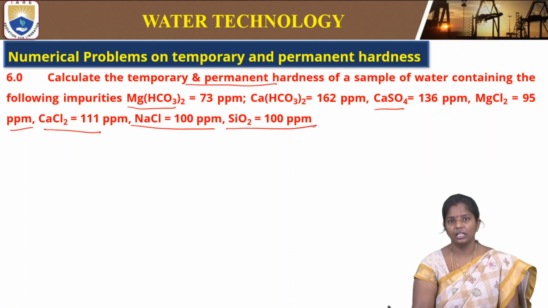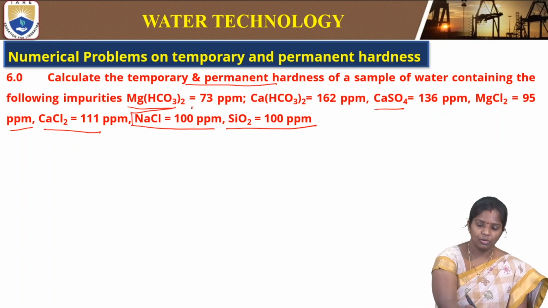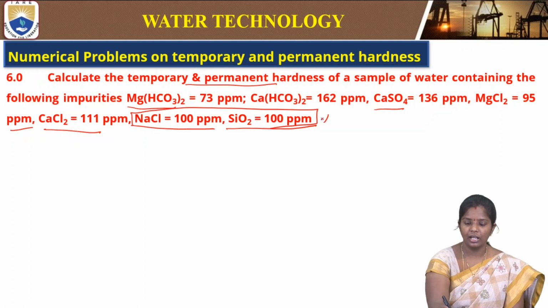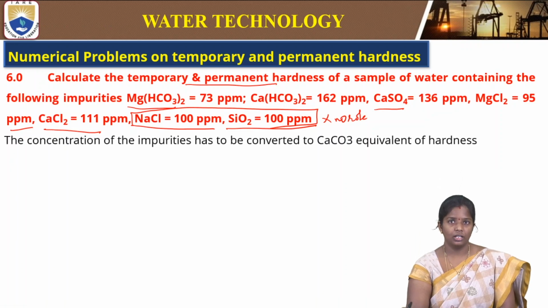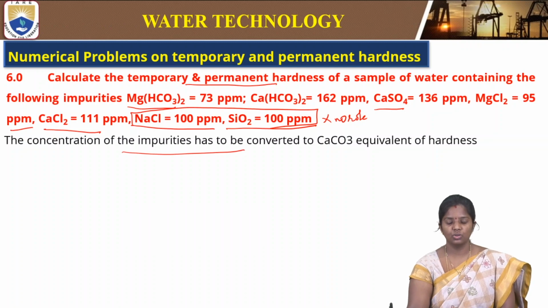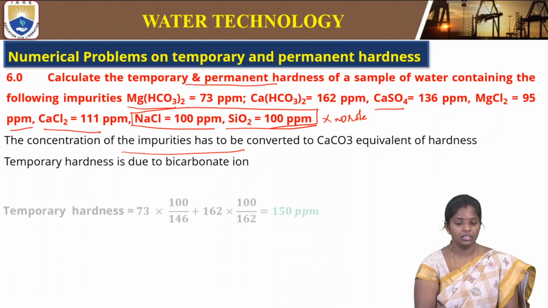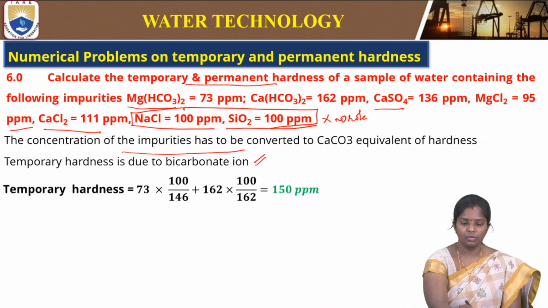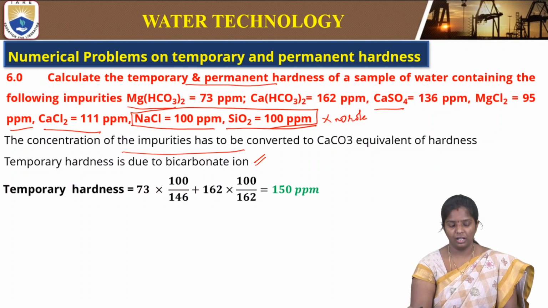So if you see this, they have given a lot of salts that are present in the particular water sample, but still sodium chloride and silicon dioxide have no role in the hardness contribution. Therefore we can omit those in the calculation. The concentration of impurities has to be converted to the calcium carbonate equivalents to get the hardness. So temporary hardness is due to bicarbonate ions that are present. Magnesium and calcium ions are responsible for the temporary hardness.